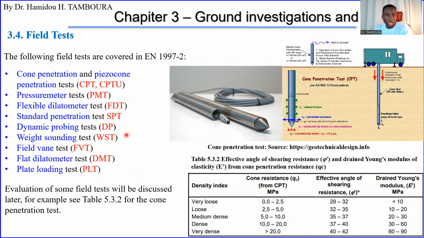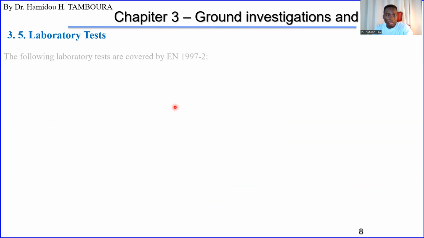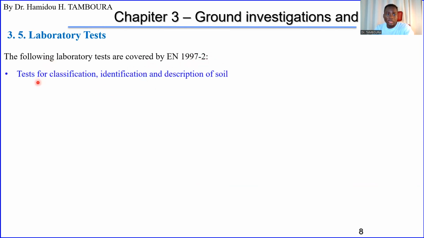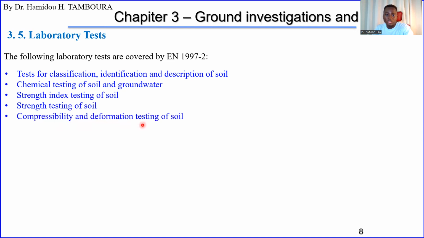Now let's move to the laboratory tests. For lab tests, we have the following covered by the second part of Eurocode. Tests for classification, identification, and description of soil. Chemical testing of soil and groundwater. Strength index testing of soil. Strength testing of soil. Compressibility and deformation testing of soil. Compaction testing of soil, like Proctor. Permeability testing to know the coefficient of permeability of the soil.